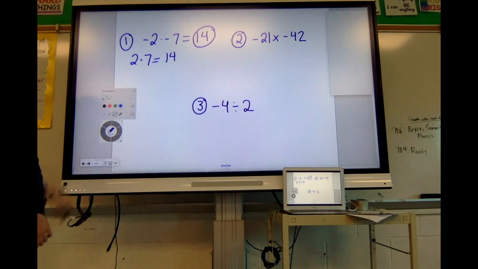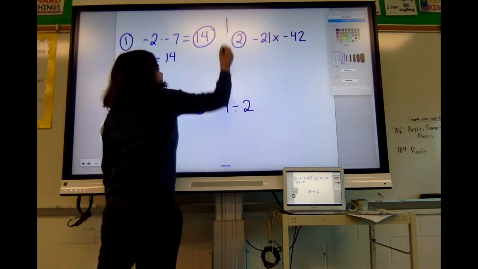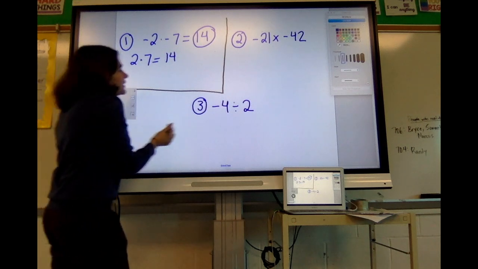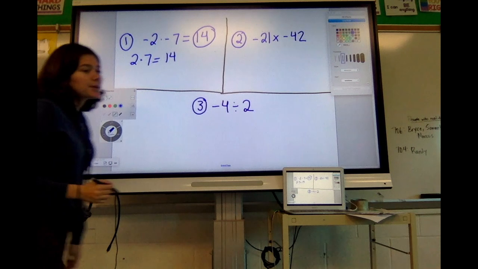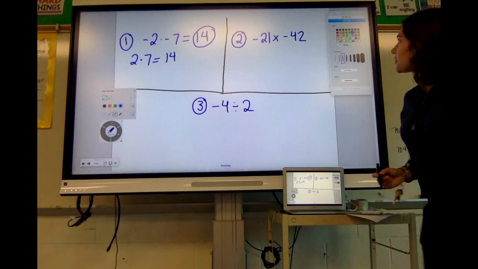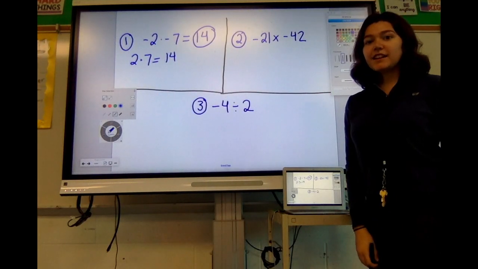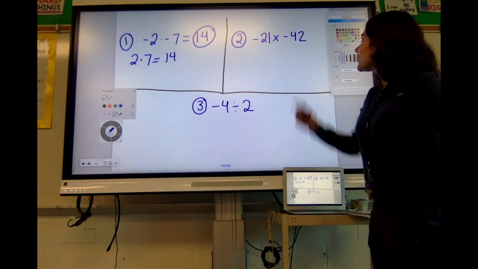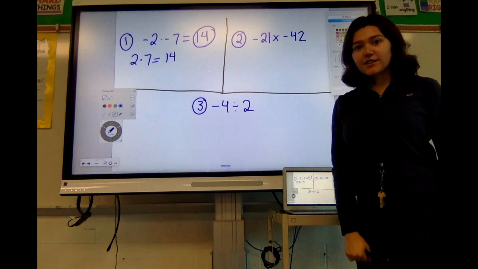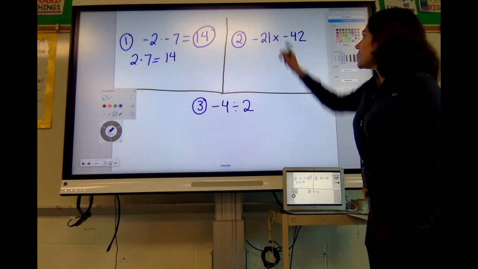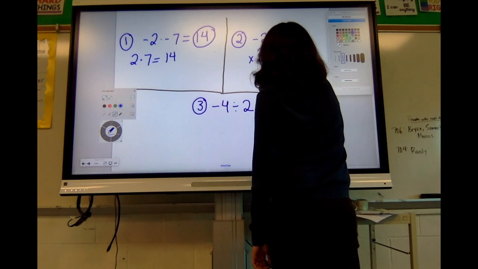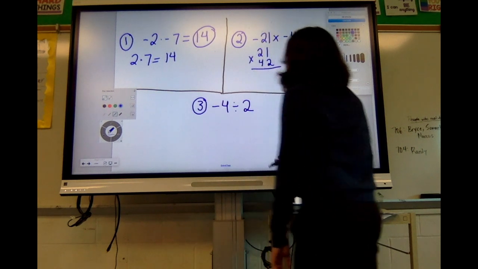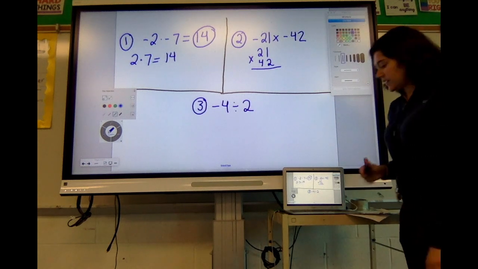Then for number 2, just a quick reminder, putting this here mainly so we remember how to multiply in case you've forgotten when we have 2-digit numbers. This one is negative 21 times negative 42. We should know for sure that since we have a negative times a negative, our answer is going to be positive. So this has the same answer as whatever 21 times 42 is. So let's figure that out.